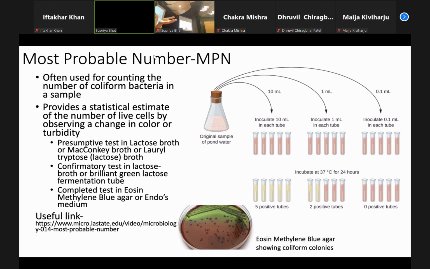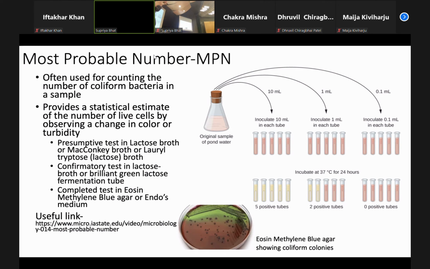You do that using lactose broth or Brilliant Green lactose fermentation tubes. Coliforms are lactose fermenting, meaning that the pH of the medium changes. So the pH becomes acidic. There is a dye indicator that usually changes color, I don't remember exactly, I think from yellow to pink. So the dye basically changes its color when the media becomes acidic.